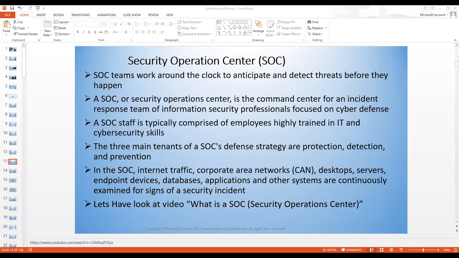It's a hardly 2-minute video where we'll understand how the SOC is planned and what the basic measures of a SOC are. Could you see a black screen? Yes. Okay, let me play this video for you.